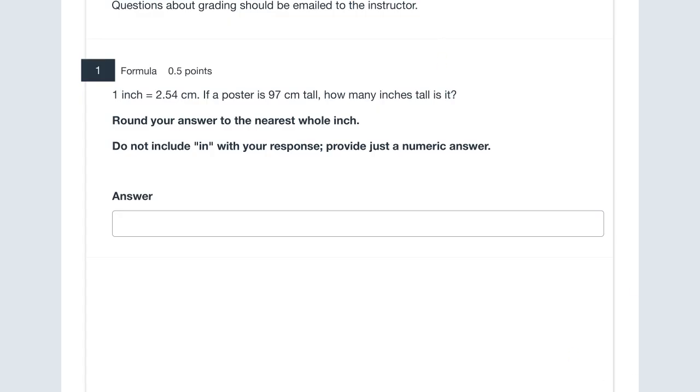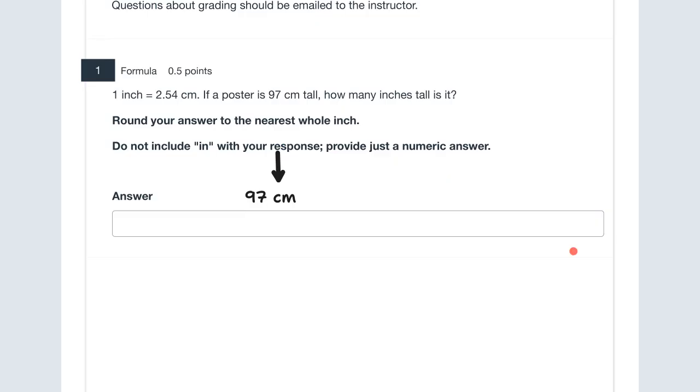So when we do conversions like this, I like to use dimensional analysis. You don't need to memorize when to multiply or when to divide. Just let algebra tell you what to do. So we start with what we're given. In this case, it is a poster that is 97 centimeters tall. So write down 97 centimeters. And it's very, very important that you write down the unit of measure, because that is critical in dimensional analysis.